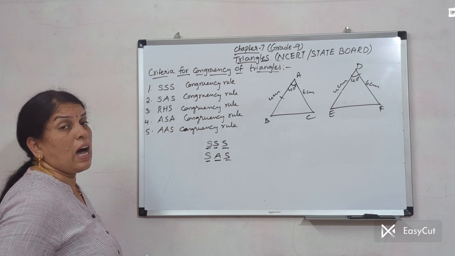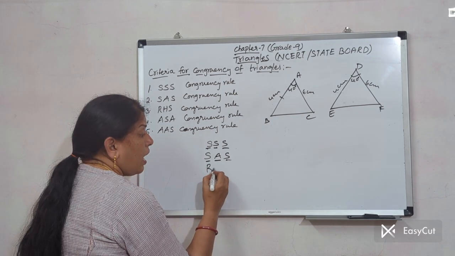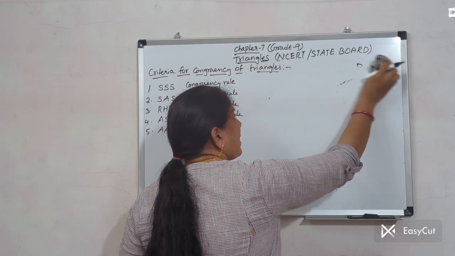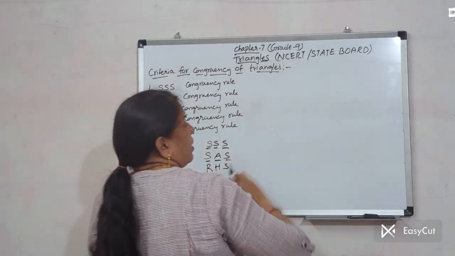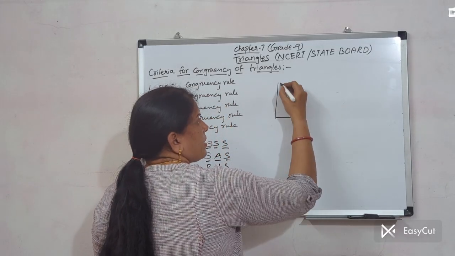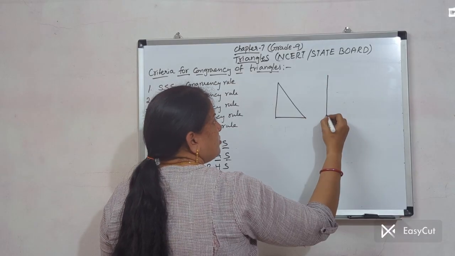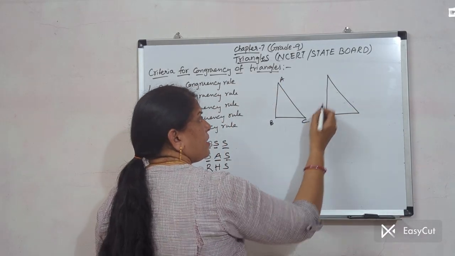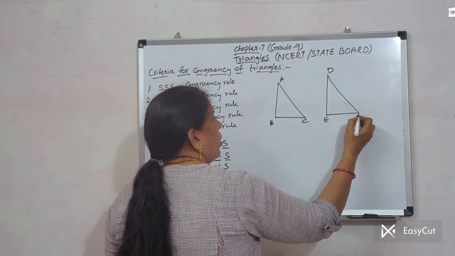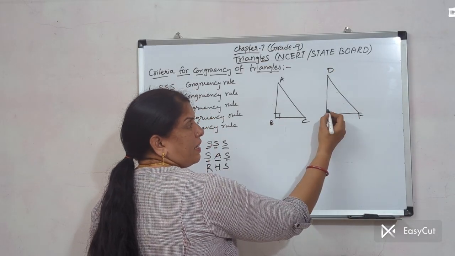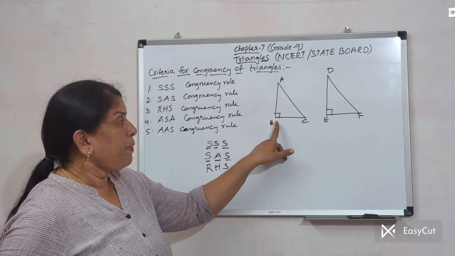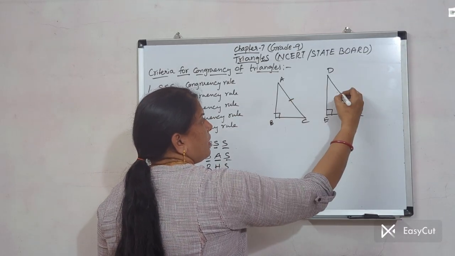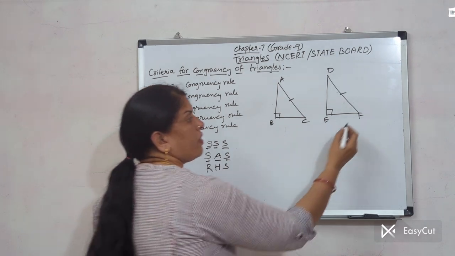Next, third one is RHS. RHS congruency. RHS means right angle, hypotenuse. See here, I am drawing one right angle triangle. For this, ABC I am giving. This one is DEF. Okay, here angle B and angle E are right angles. Next, AC and DF are equal.